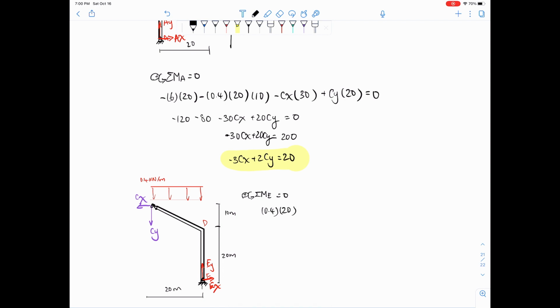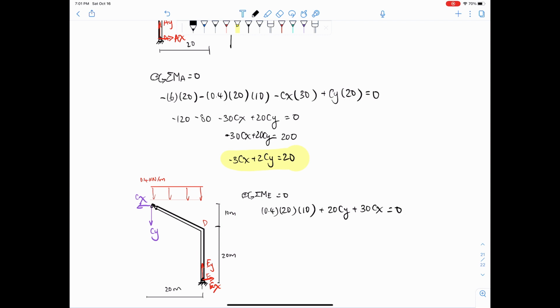Times 20, right, times 10. This wants to spin it counterclockwise, so that is positive, right? Plus cy, 20 times cy, that's the perpendicular distance, cy, right? And that wants to spin it again counterclockwise. Every force here is actually spinning it counterclockwise, so next is cx, so that's 30 cx, and that should be positive. That equals 20, all right?